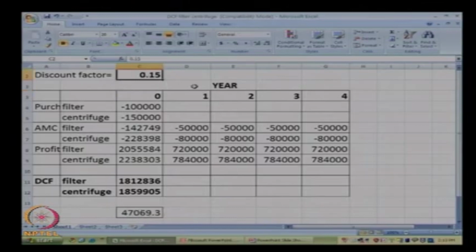So that is why you are having a much smaller number. So if instead of 15% as a discount factor, if I take it as 20%, see the number has still come down dramatically. It has come down, the difference is only 38,000.